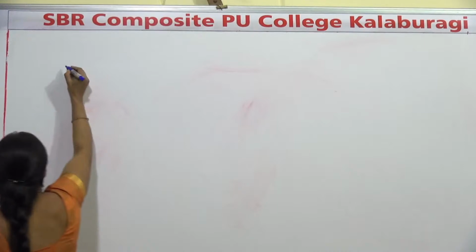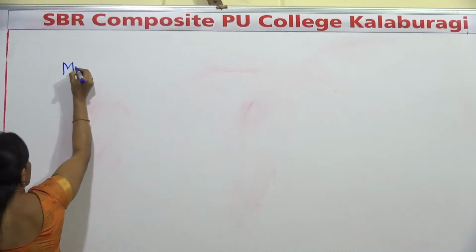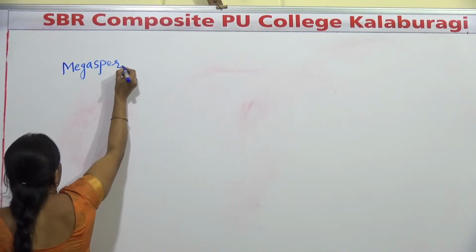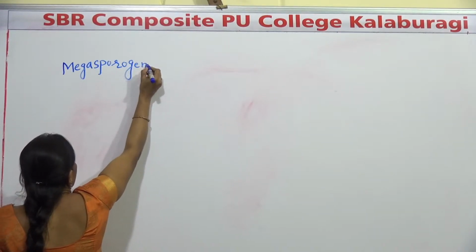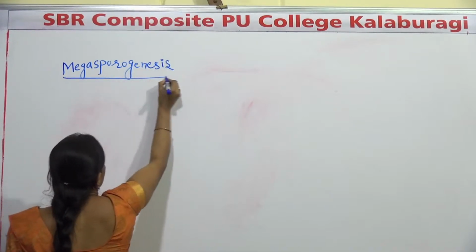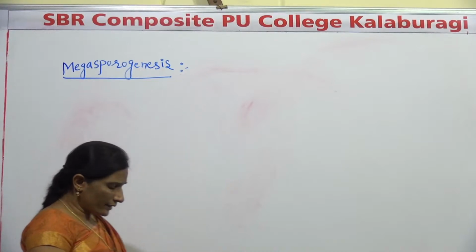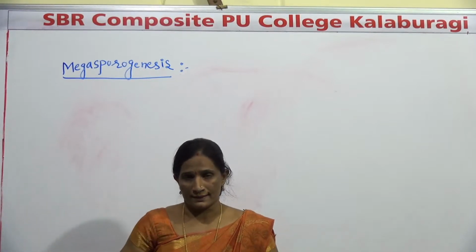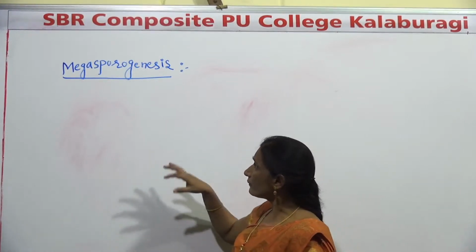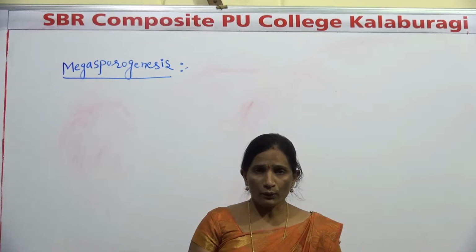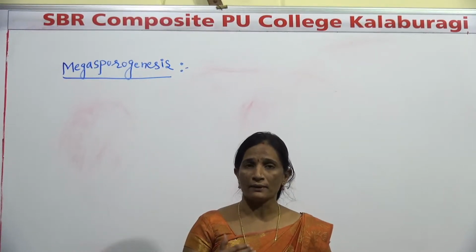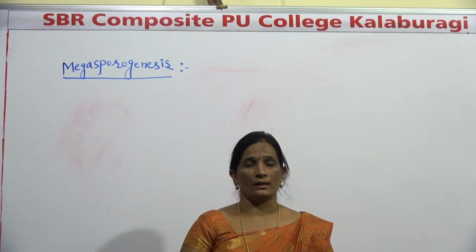Moving to the next, megasporogenesis. Moving to the next one is megasporogenesis. So what is meant by megasporogenesis? Before that, I told you that inside the integument there is a massive parenchymatous tissue called nucellus.